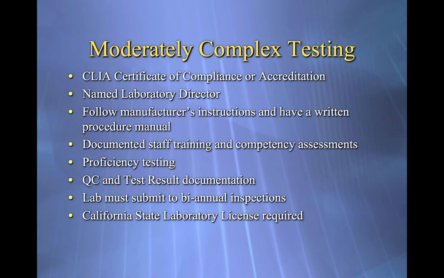Okay, moderately complex testing. Well, now you have to have a CLIA certificate of compliance or accreditation. You must have a named laboratory director. You must follow the manufacturer's instructions and have a written procedure manual, not just insert the manufacturer's instructions into a binder. You must have documented staff training and competency assessments. You must do proficiency testing and be graded on your proficiency testing results. You have to document your QC and test results. The lab must submit to biannual inspections. And in California, a state laboratory license is required, and that means fees.